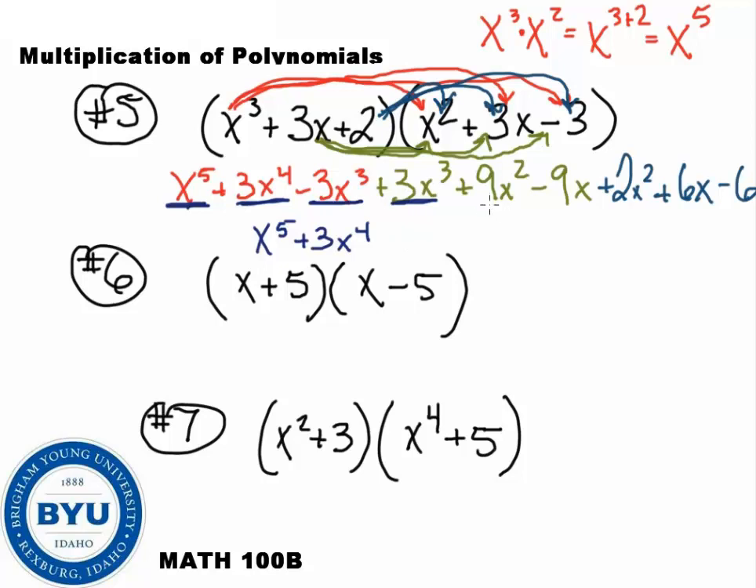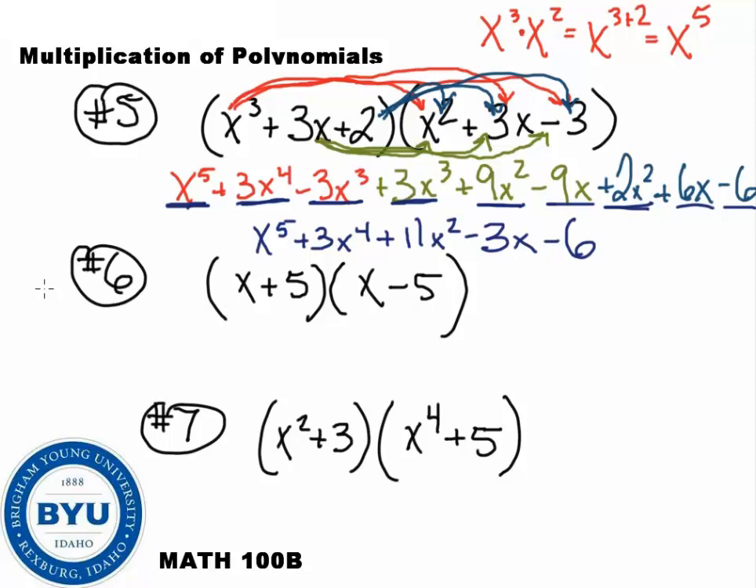Okay, now let's see, we did the fourths, we did our cubes, squareds. We got 9x squared and 2x squared. That comes out to be 11x squared. And then negative 9x plus 6x, that's a minus 3x. And then just my numbers. And that's the answer we should have got for that one there: x to the fifth plus 3x to the fourth plus 11x squared minus 3x minus 6.